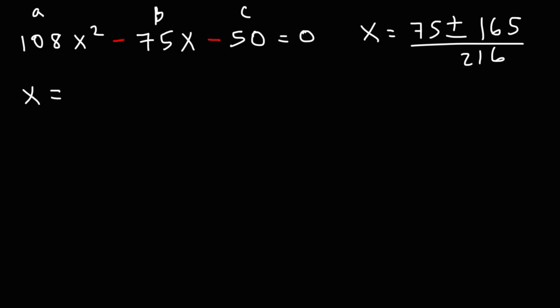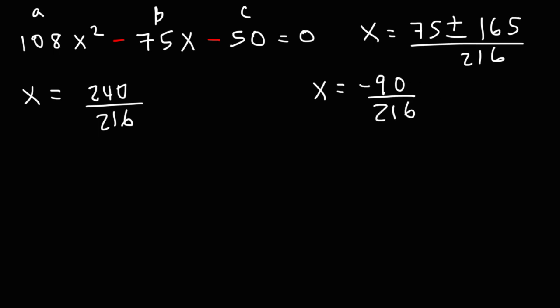So we can break it up into two parts. First, it's going to be 75 plus 165, and that's 240 divided by 216. And the other answer is going to be 75 minus 165, which is negative 90, divided by 216. So now what we want to do at this point is try to reduce these two fractions.